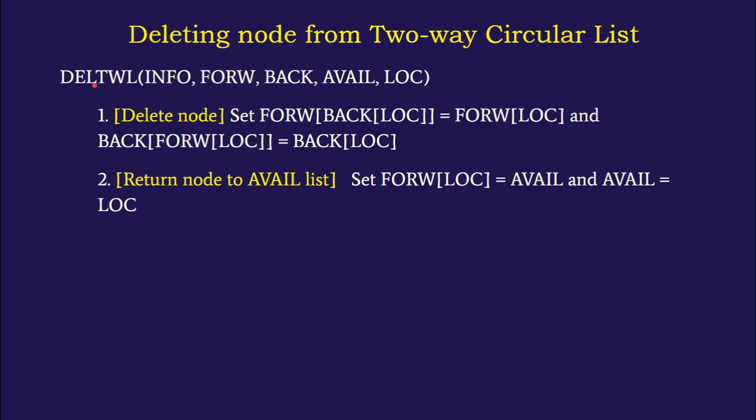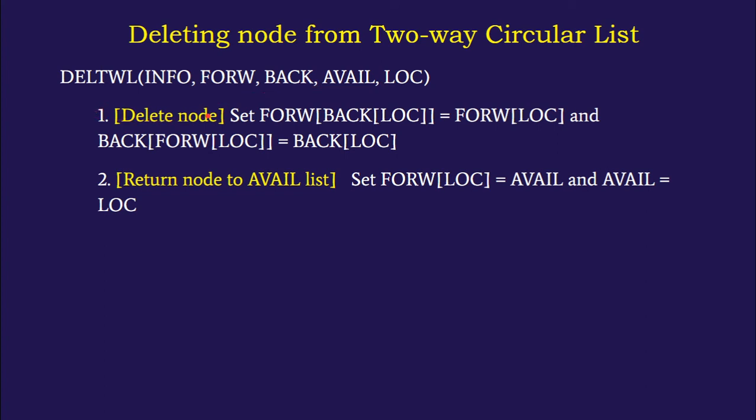So, DELETE W, that is, we are just deleting the node in the doubly linked list. The inputs are INFO, FORW, BACK, AVAIL, LOC. INFO is the data field, FORW is the next pointer, BACK is the previous pointer, AVAIL is the list of available memory space, and LOC is the location of the particular node you are going to delete. So step 1, delete the node.